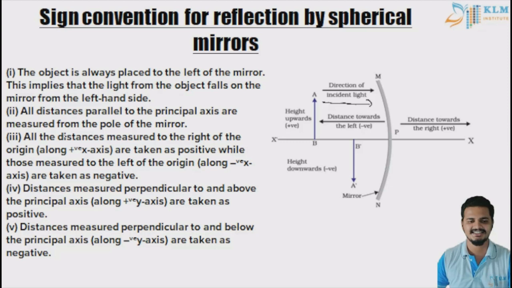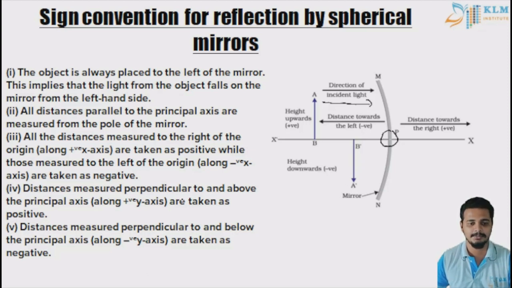All the distances parallel to the principal axis. Where is the principal axis? Yes, this x-axis is considered as the principal axis here. It is measured from the pole. All distances to the right of the origin. What is the origin? The origin is the pole of the mirror. The point P is the origin here. All distances towards the right side of the mirror are positive, and on the left side of the mirror they are negative.